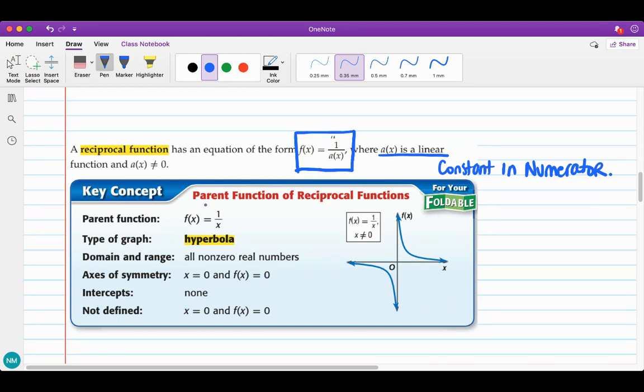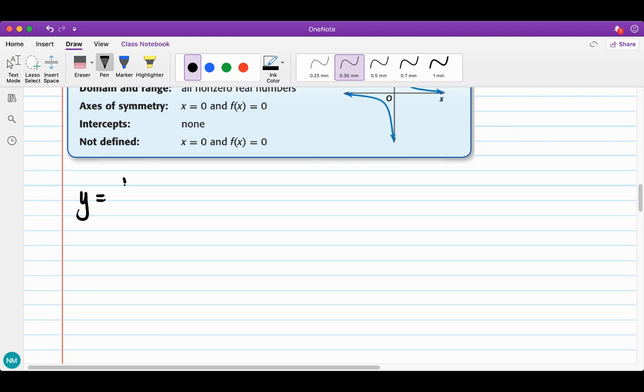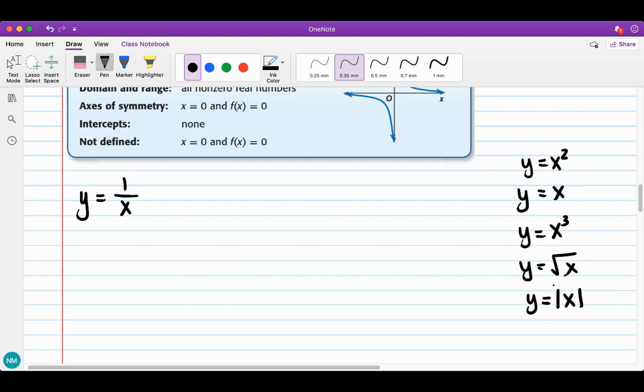So what if I have, this is my parent function, right? So let's come down here. If I have y equals 1 over x, again, this is my parent function. The same way with quadratics, my parent function was y equals x squared. With linears, y equals x. With cubic, y equals x cubed. With, right, square root of x. It's the most basic of that function. Okay, these are all parent functions. This is the parent function of a reciprocal function, right? I'll just say these are other parents.